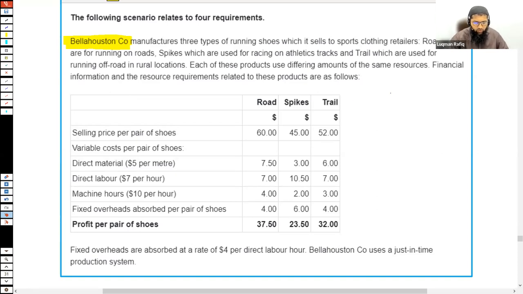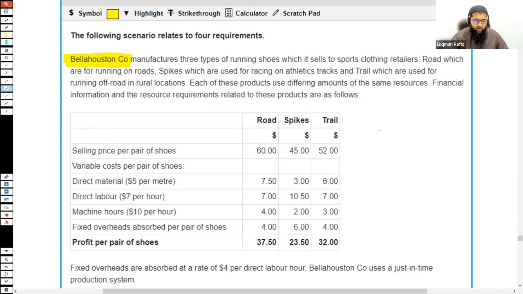Okay, let me take you through this. It says Bellahouston Company manufactures 3 types of running shoes, which it sells to sports clothing retailers: road, which are for running on roads, spikes, which are for running on athletic tracks, and trail, which are used for running off-road in rural locations. Each of these products is different and uses differing amounts of the same resources. Then the financial information and resource requirements related to these products are as follows.